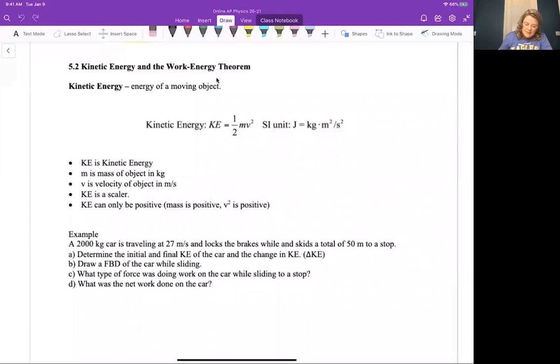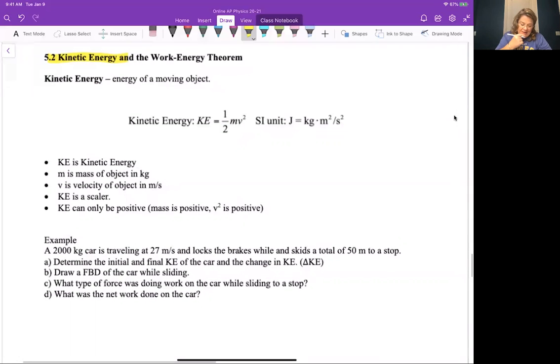All right, next topic, kinetic energy and the work energy theorem. This is out of chapter 5.2, section 2.2, or topic 5, which they like to call our book topics instead of chapters. All right, kinetic energy, it's energy of a moving object. And we learned yesterday that work was in units of joules. Energy in general, all energy is in units of joules.